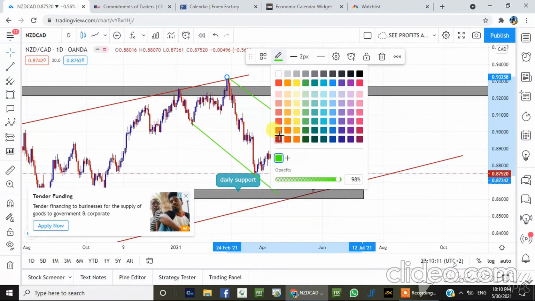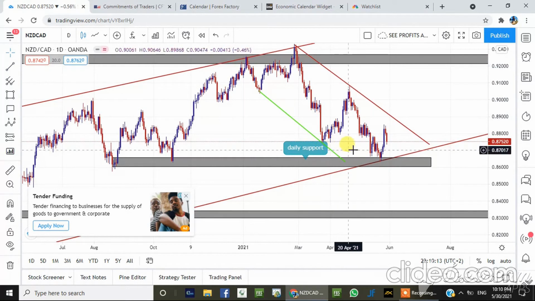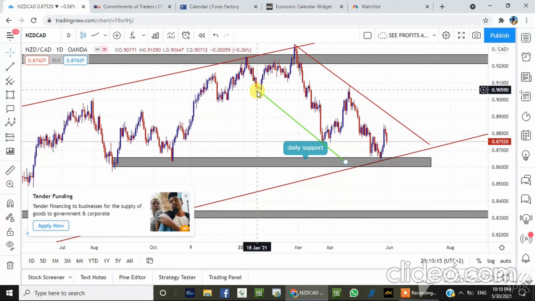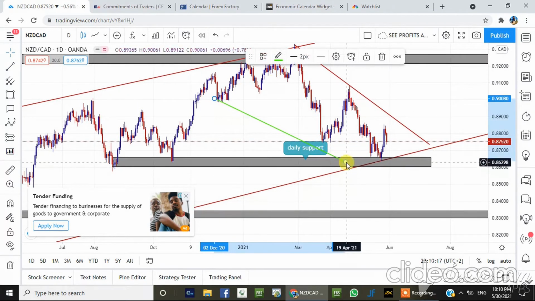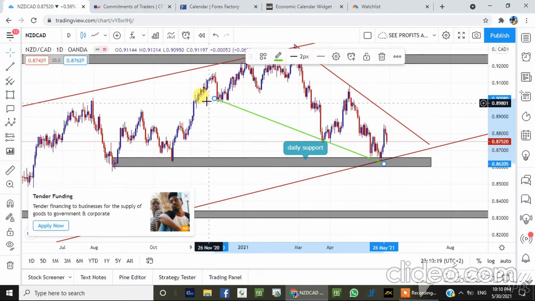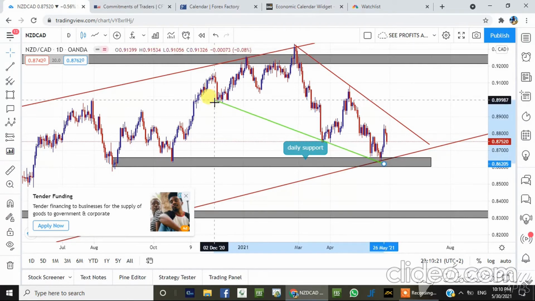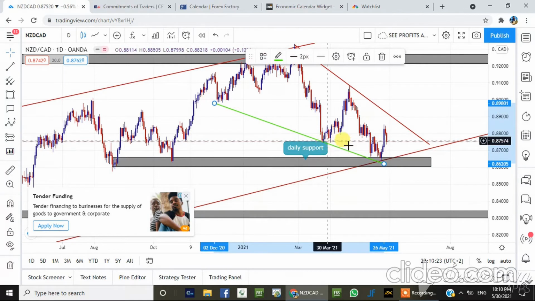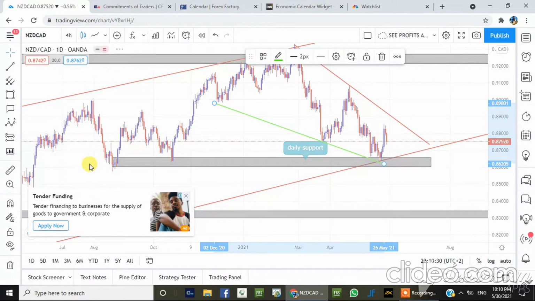We can see right now that the market is playing around. Let me adjust this trend line. Confirmed by first touch, second touch, and third touch. Let's just jump straight to the 4-hour time frame for our entries.